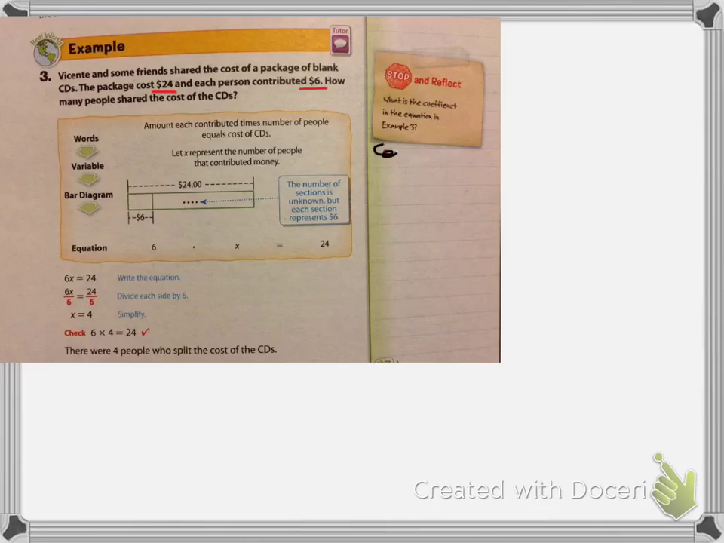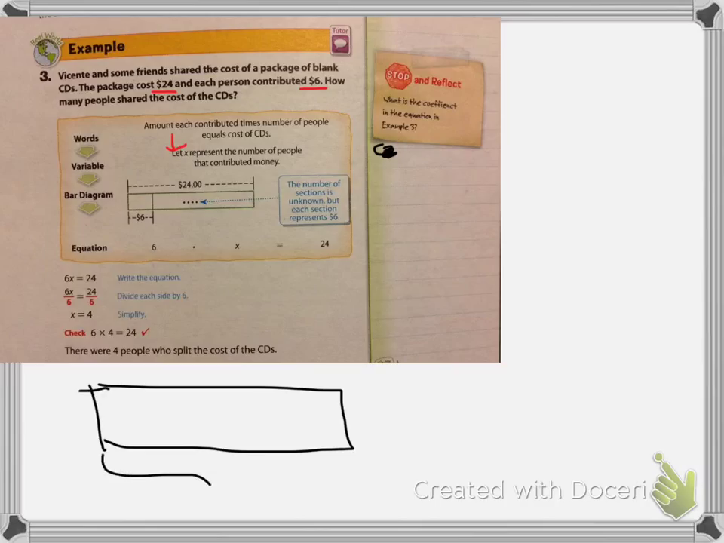So let's go ahead and define the variable. In this case, we'll say that x is going to represent the number of people. So x represents the number of people. Then you want to draw the bar diagram. So like I said, I realize it's already been drawn for you, but let's go ahead and draw one. Actually, let me go ahead and draw one down here. So you have a bar diagram here, and the whole bar diagram represents the $24 that was paid total.